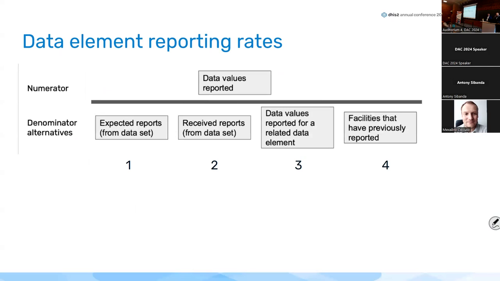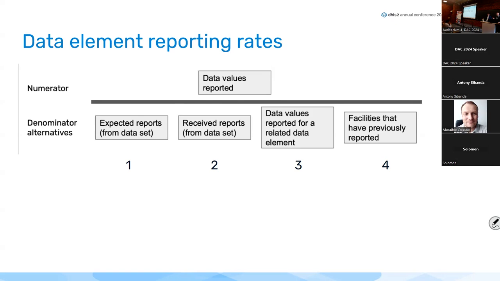All right, so let's just jump straight into data element reporting rates, just to cover a little bit of the various approaches before we get into actually how it's configured. So when we talk about data element reporting rates, we have a numerator and a denominator, and the numerator should be quite obvious. The numerator is the data values that were reported. So we're counting all of the data values that were reported. But we have various choices for what our denominator is. And it's kind of subject to the types of numerators that you have or the kind of analysis that you want to perform. So it's not necessarily one is better than the other, but I'll go through each one of the four quite quickly.